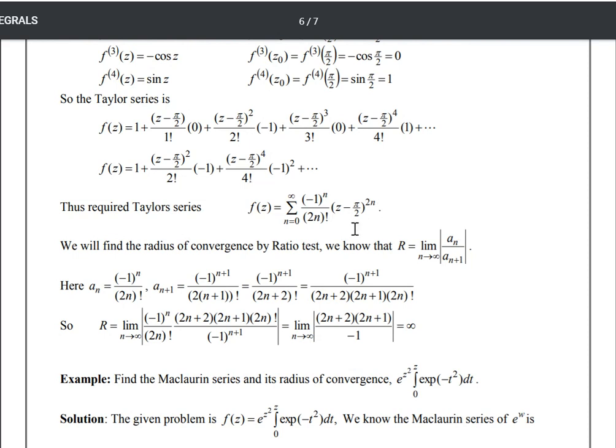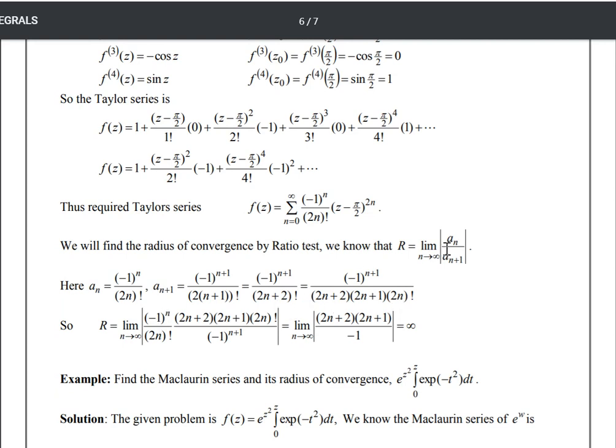Now we find the radius of convergence. Similarly, as we did in the example, here a n is minus 1 power n over 2n factorial and the center is pi by 2. By the ratio test, the formula is to be there. Here a n is this one, a n plus 1, just replace n by n plus 1. Here the denominator is 2n plus 2 factorial, and that is also written, as we did previously, as 2n plus 2, 2n plus 1 and 2n factorial.